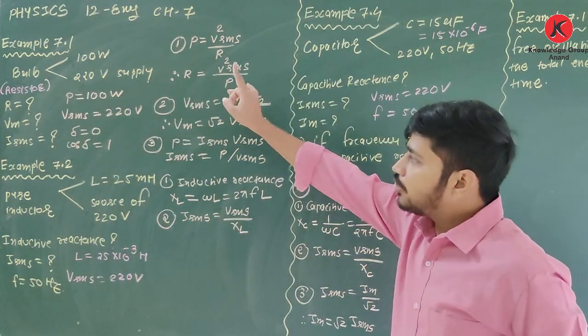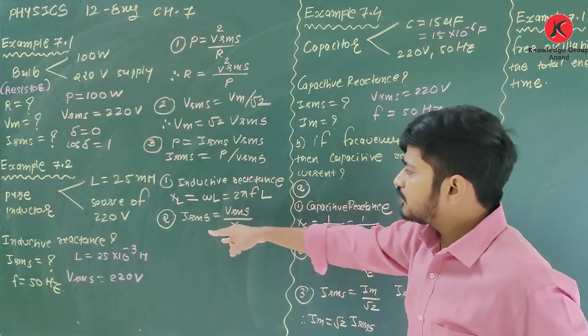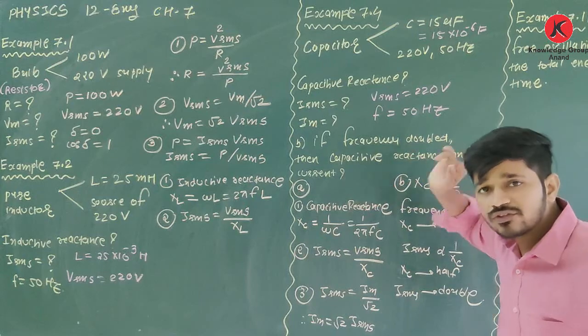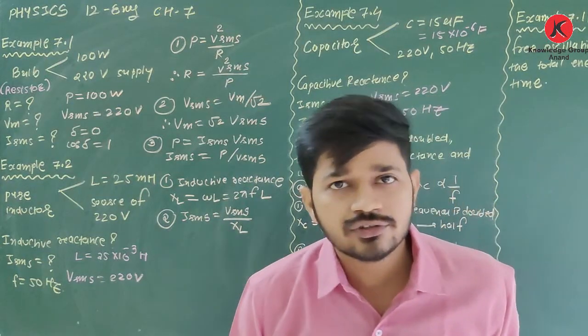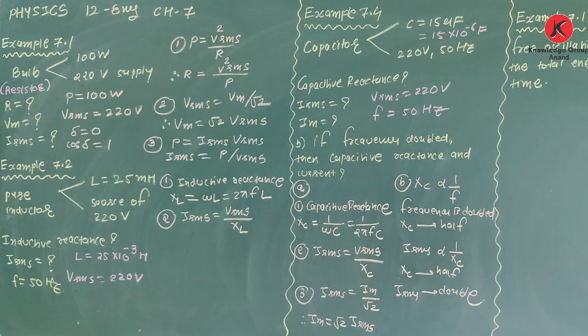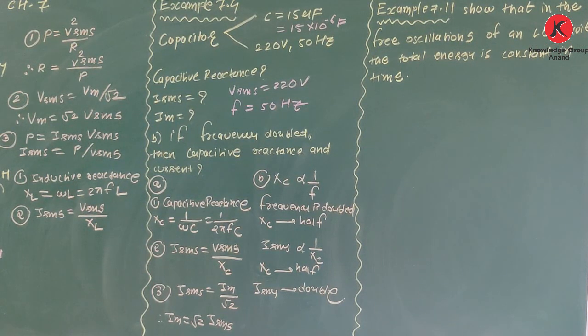So we have three questions. First, based on only resistor. Second, based on only inductor. Third, based on only capacitor. Clear about this? Okay, you have to remember the equations. Now next example. Now next question.